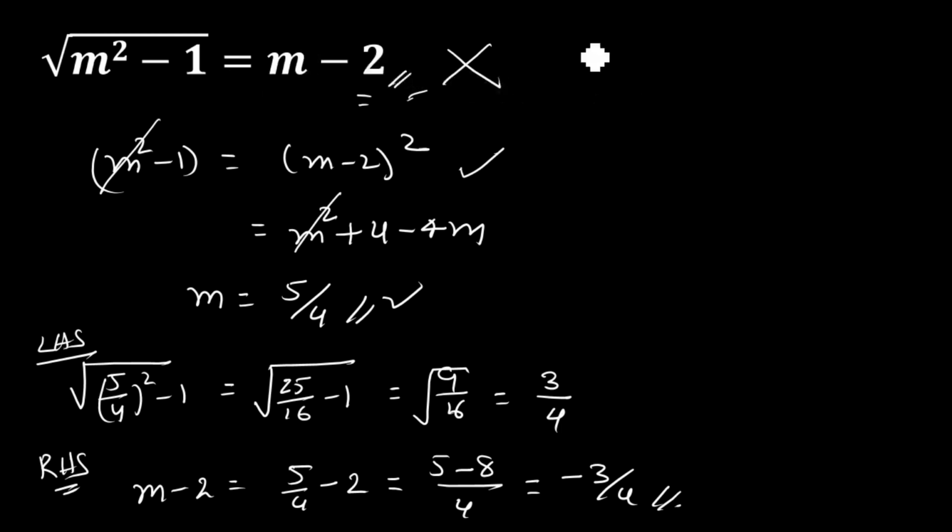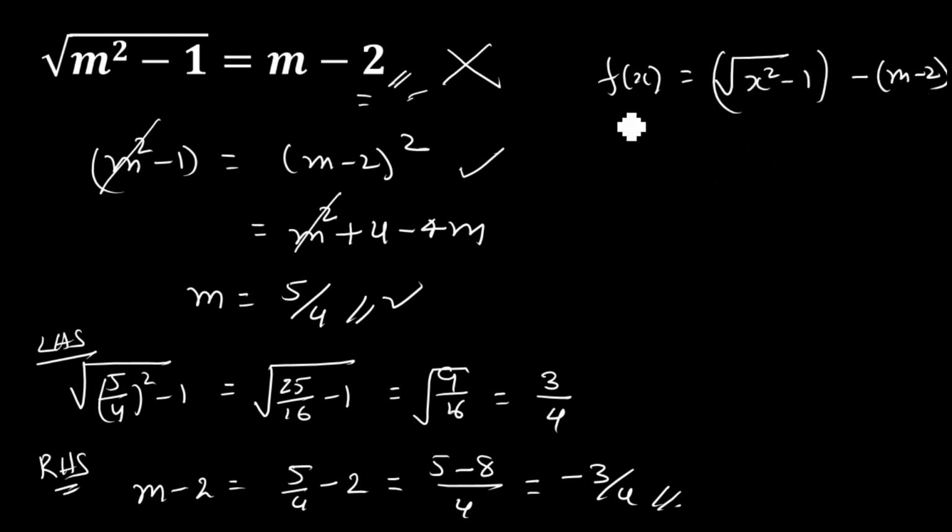Let's take now the first equation as f of x, and bring all the terms to one side. So what will happen? Square root of x square minus 1 minus m minus 2, right? Let's take different values for x. If you put x is equal to 0 in this equation, you get f of x as imaginary numbers, right? You don't have any real numbers. So let's put x is equal to 1.